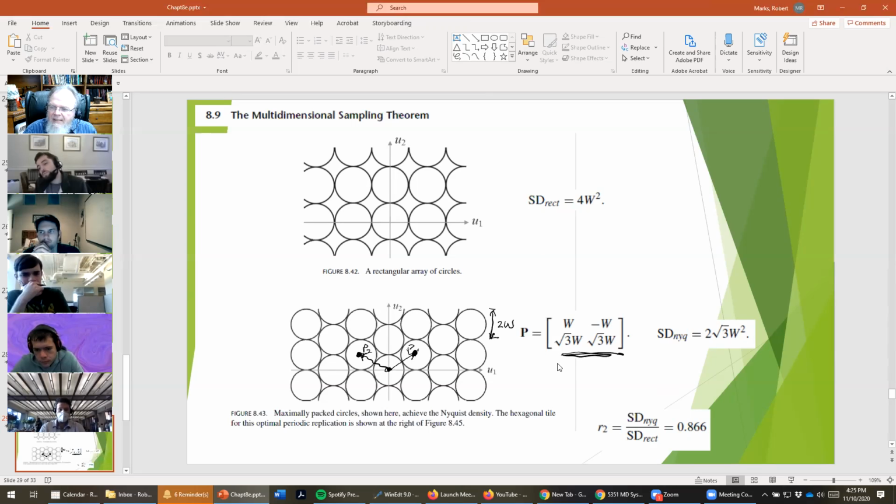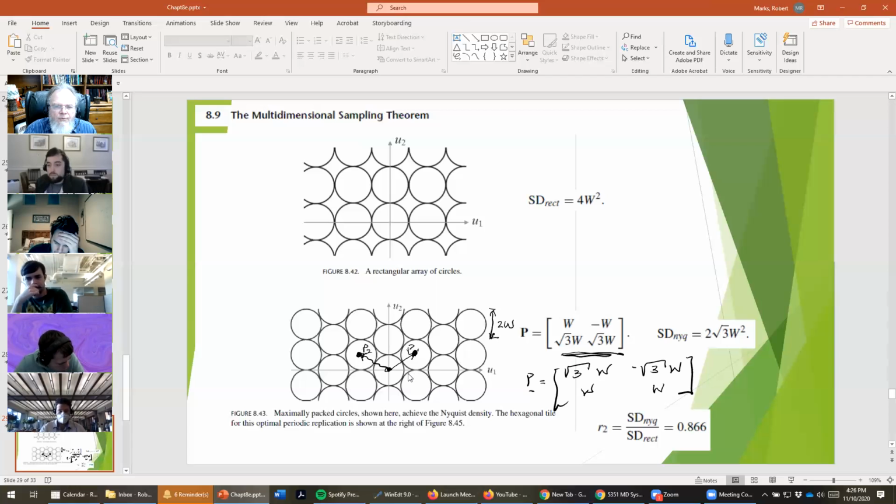I believe I have this upside down. W and minus W. Yep, I have it upside down. Actually, the periodicity matrix that we have here is going to be, right? Because we go out further. What is the square root of 3? It's like 1.7, right? So we got 1.7. So sorry, this is wrong.